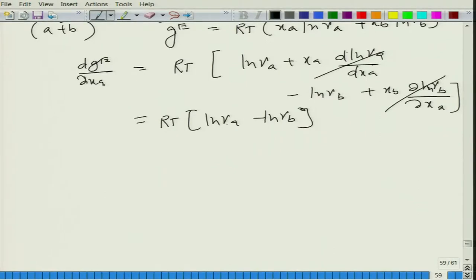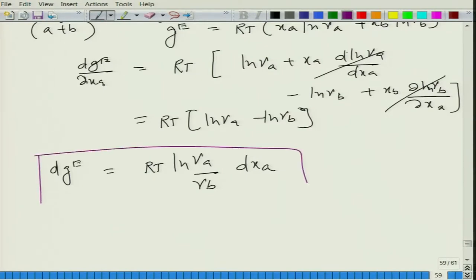So, you see gamma is activity coefficients f a and b. Now, what we can do is we can integrate this. So, I can have d of G E as RT ln gamma a by gamma b d x of a, right? Okay. So, I have an expression now. If I integrate this, okay.